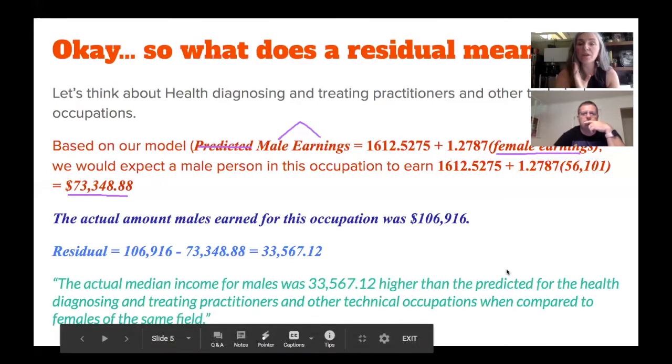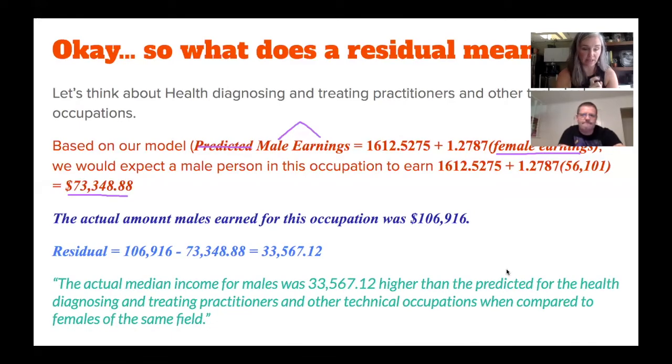So here is what you say. And this is important because you want to be able to explain things. The actual median income for males was $33,000. I should have put a dollar sign. I'm just really realizing that I didn't.